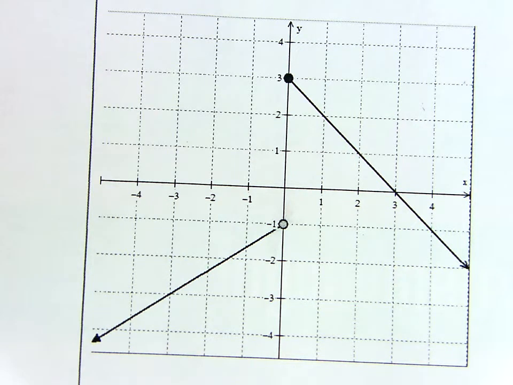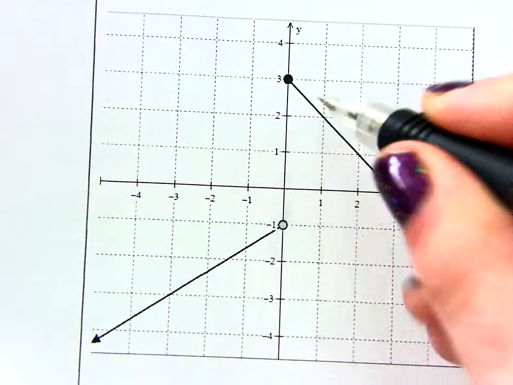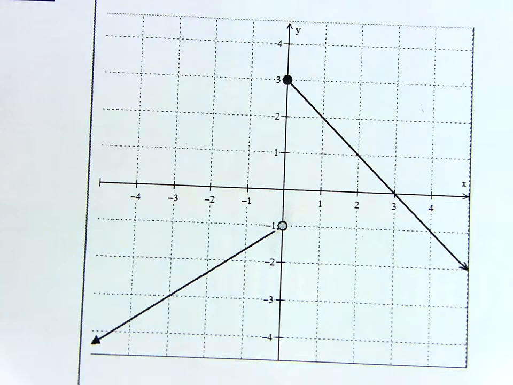So in other words, what's the y value when x is 1? 2, right? I go to where x is 1. I go up to the graph. Oh, y is 2. See that?